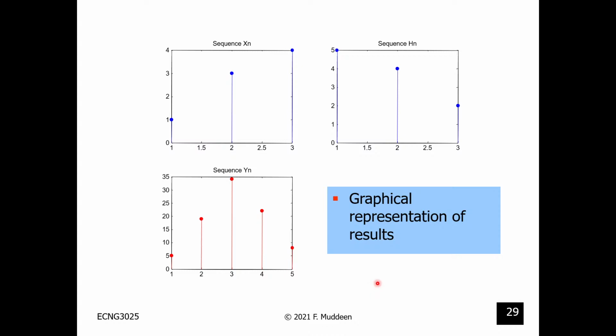Yes, this is the same values. 1, 3, 4, 5, 4, 2, and we convolve those, we get 5, 19, 34, 22, and 6.